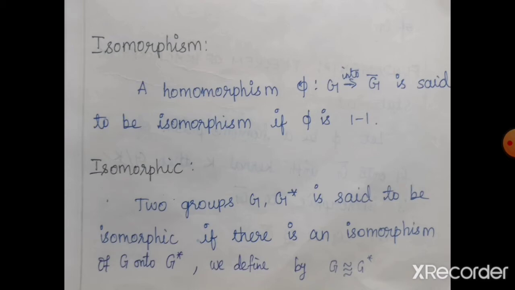The next thing is isomorphic. Isomorphic means two groups G, G star are said to be isomorphic if there is an isomorphism of G onto G star. We denote it by the isomorphism symbol, G is isomorphic to G star. Two groups G and G bar are said to be isomorphic if there is an isomorphism of G onto G bar. You have to listen carefully here.